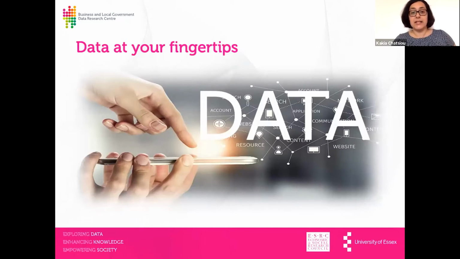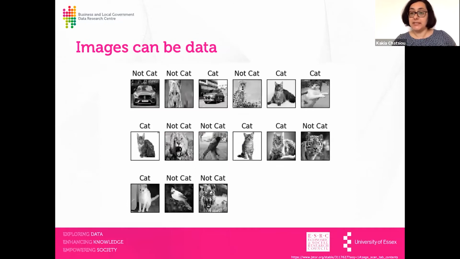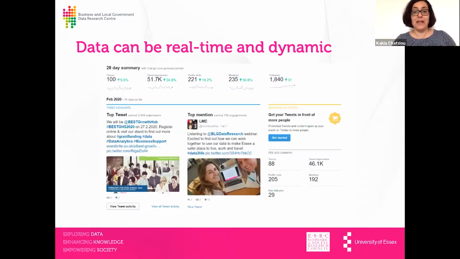So data is usually at your fingertips. It could be numbers like the table I have here. It could be images. There are colleagues in the center that have used images as data, and the example is a tool that will identify if something is a cat or not a cat. So images can be used as data. It can be real-time and dynamic, so it could be tweets and social media posts that you monitor to understand how people feel about your organization and what their opinion is about a product or a service you're offering.